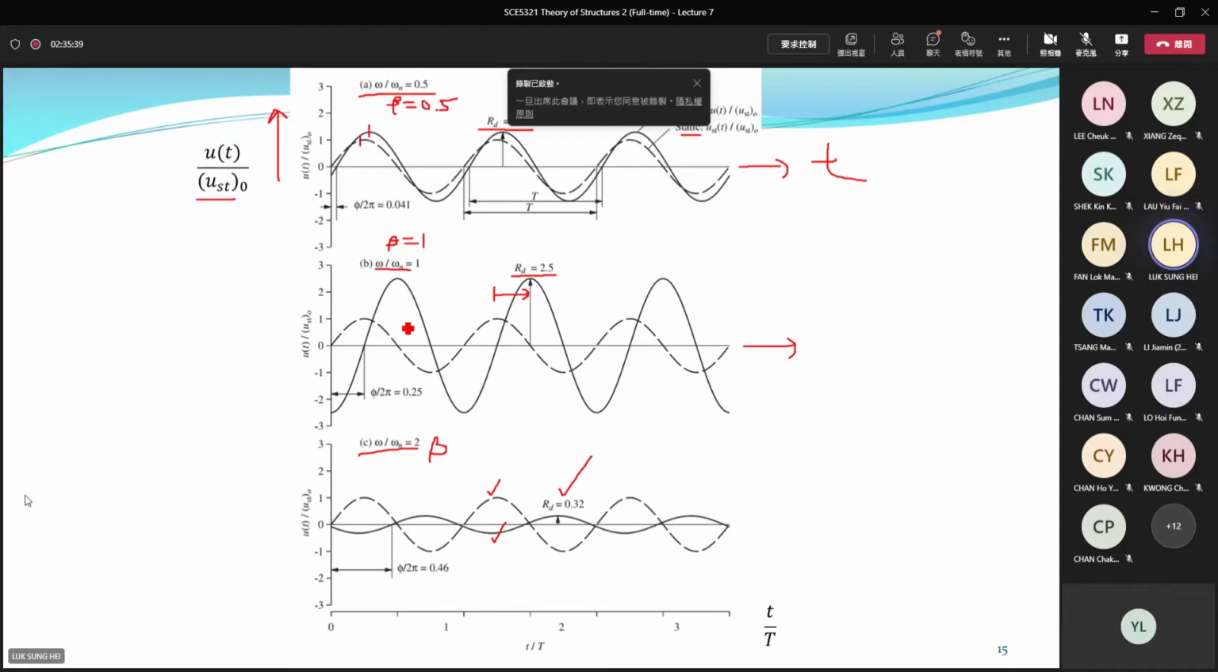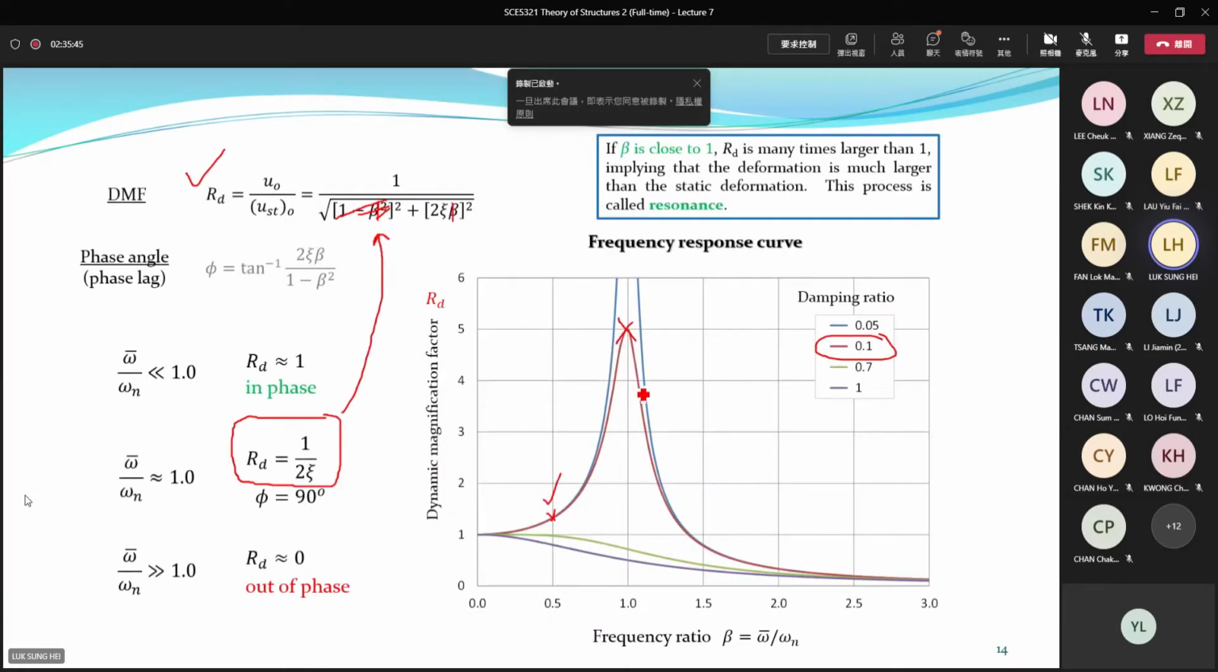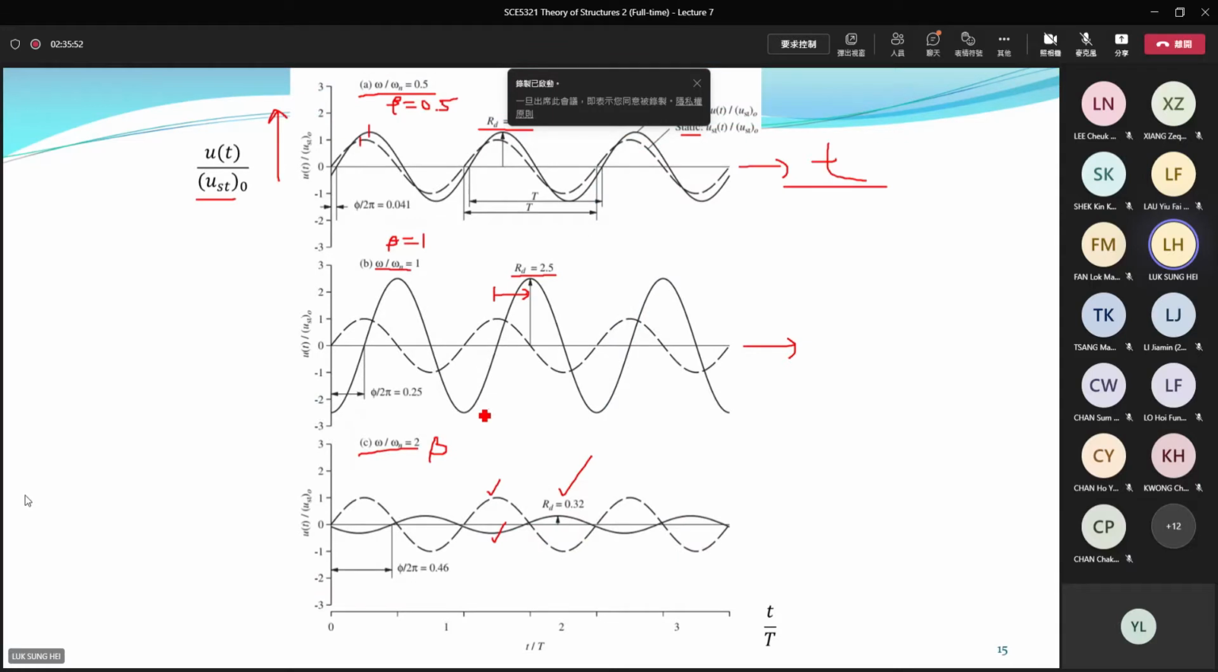These three graphs just let you know how they change along the timeline. The previous picture let you know how the frequency changes to affect the system. Here shows the time, how they evolve.